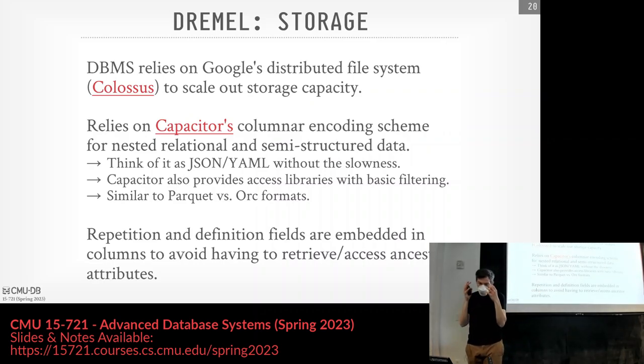So it's a way to take a naturally inherent row-based data model like JSON and convert it to a columnar format. And I think that's very powerful. That's very important.